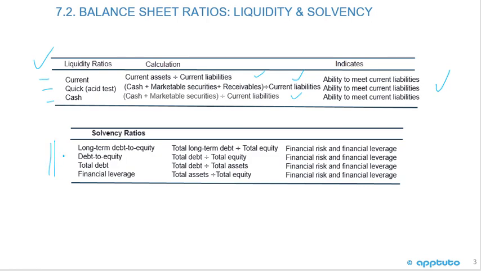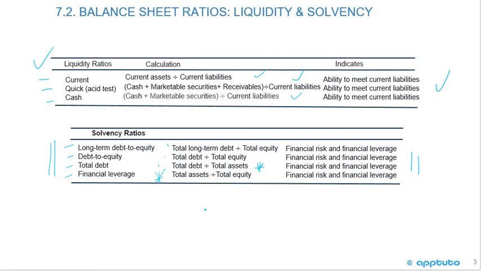In terms of solvency ratios, we have long-term debt to equity, total debt, and financial leverage. These solvency ratios measure or indicate financial risk and financial leverage. For the long-term debt to equity, the numerator is total long-term debt, the denominator is total equity. Debt to equity, the numerator total debt, the denominator total equity. So a little bit of a difference there: long-term debt or total debt. For total debt, it's total debt divided by total assets, so that's important to remember. And for financial leverage, it's total assets divided by total equity.